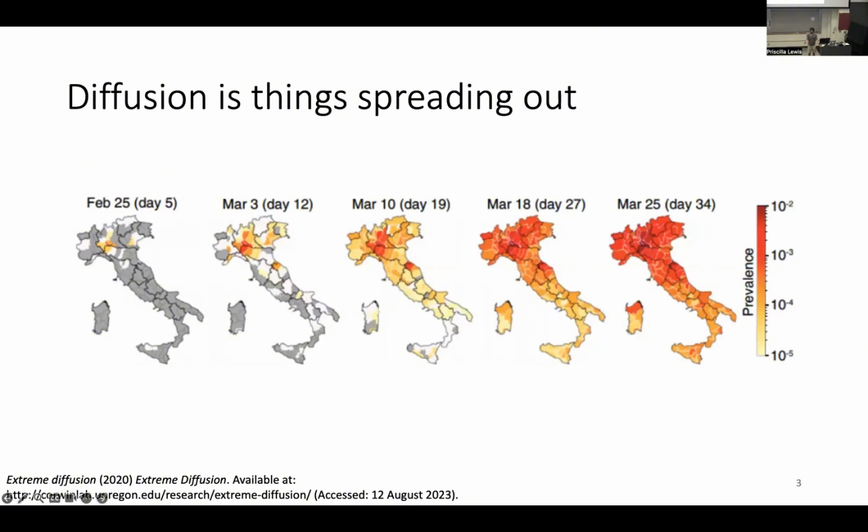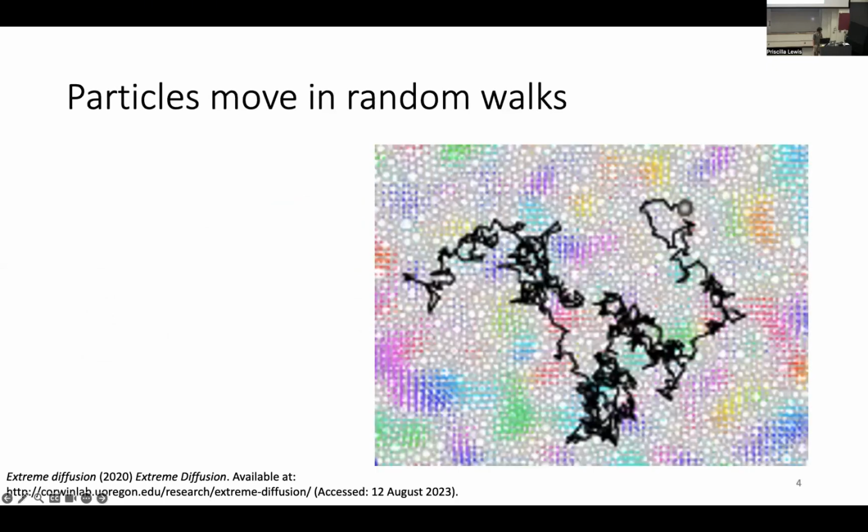And because it's so common, it's important that we come up with models for it so we can predict the behavior of diffusing systems and use those predictions to solve problems, like how fast will COVID spread. So I'm going to talk about two models today, and both of these models hinge on a concept called a random walk. So what is a random walk?